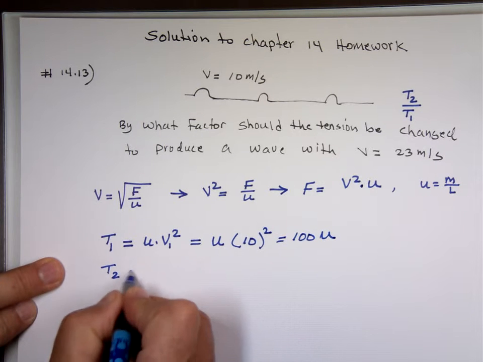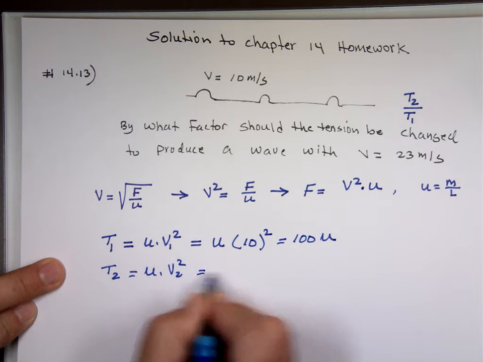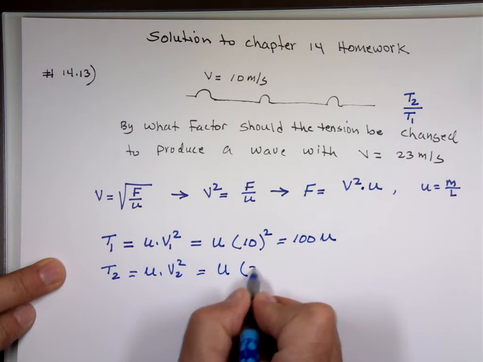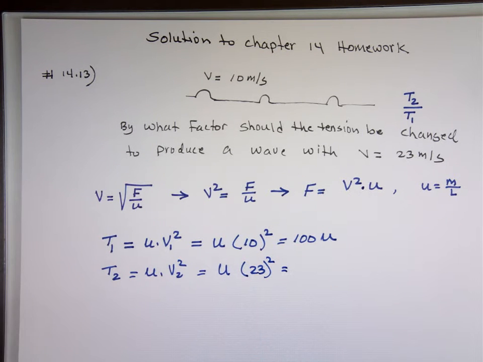T2 is mu times the velocity 2 squared. Again, mu didn't change. The velocity is what? 23 squared. My calculator will say what? 23 squared is 529.